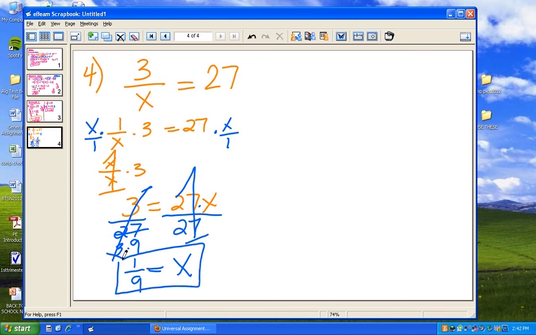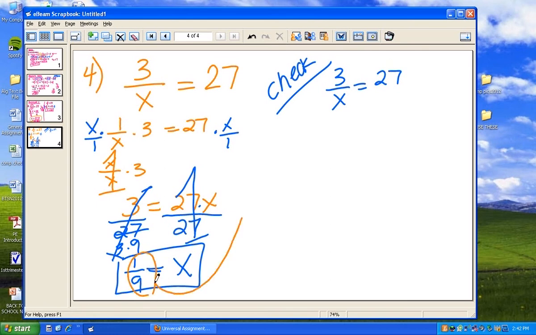And of course, you should always check it to make sure. You should check all of your solving for x problems. Your original problem is 3 divided by x equals 27. So I'm going to throw my x value back in. So I'm going to say, here it is, 1/9, and I want to put it right there. So I'm going to say 3 divided by 1/9 equals 27. And I'm going to do this math. 3 divided by 1/9 looks like this.